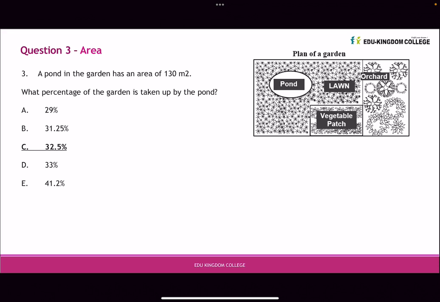Finally, we have the pond in the garden. It's got an area of 130. What percentage of the garden is taken up by the pond? When we do percentages, we should always do this as a fraction of the full area times 100. So it should be 130 divided by 400 times 100%. The zeros cancel out here, so you can just do 13 divided by 40.